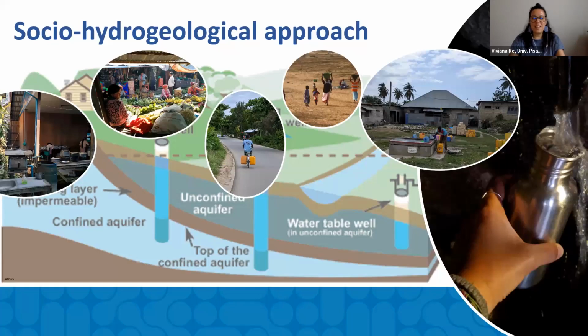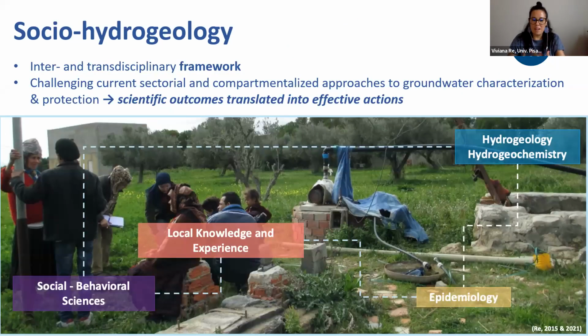Next slide. Sociohydrogeology, as the term suggests, is an inter- and transdisciplinary framework that aims at qualitatively and quantitatively integrating social sciences, hydrogeology, and local knowledge through the lens of mixed research and approaches. The core of sociohydrogeology lies in challenging the current sectorial and compartmentalized approach to groundwater characterization and protection, and thus overall has the goal of making sure that scientific outcomes are really translated into effective and concrete action for groundwater protection.